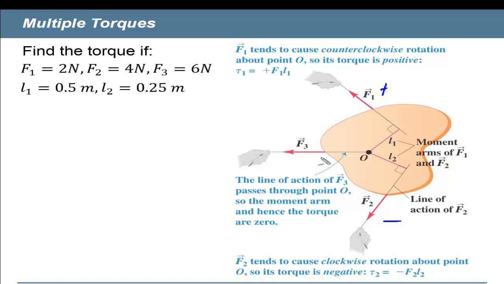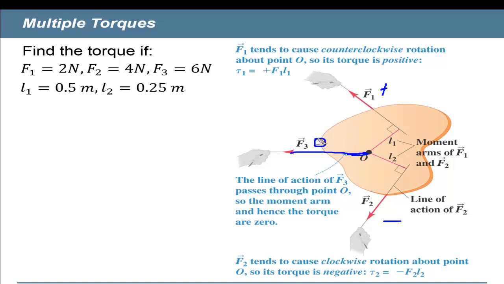F3, does F3 even cause a torque? Remember, it's the force times the perpendicular distance. What's the perpendicular distance to F3? Well, 0, right? Because F3 runs right through the point. If a force runs right through the axis of rotation, it won't cause any rotational motion whatsoever. It won't cause any torque whatsoever. So we say that the torque of F3 is equal to 0.